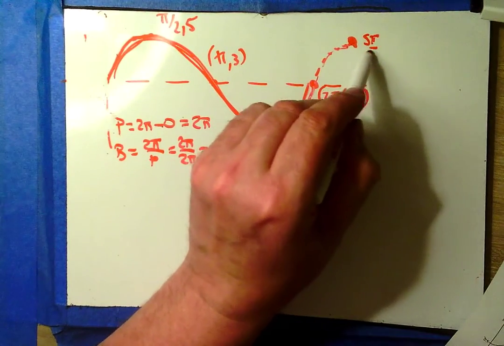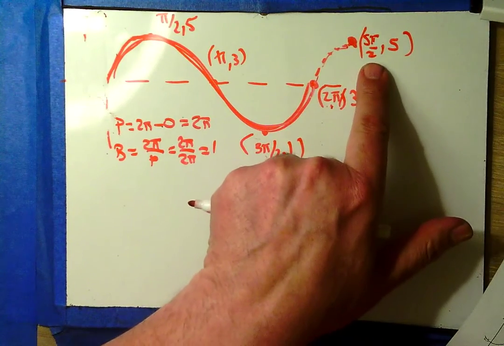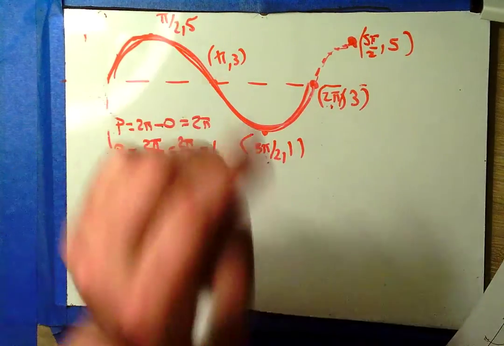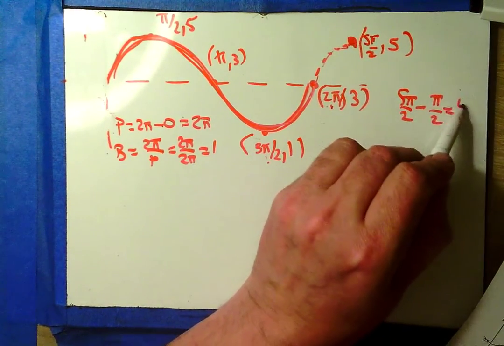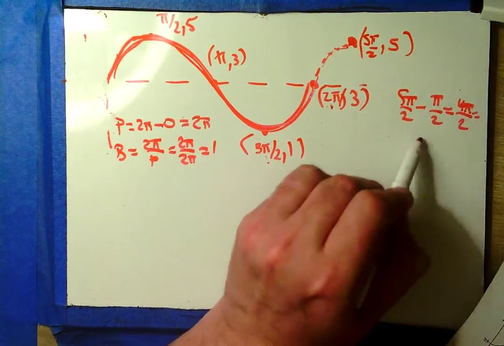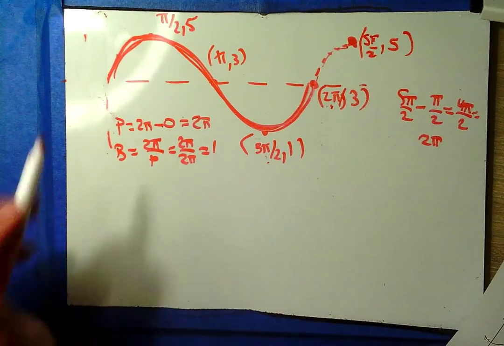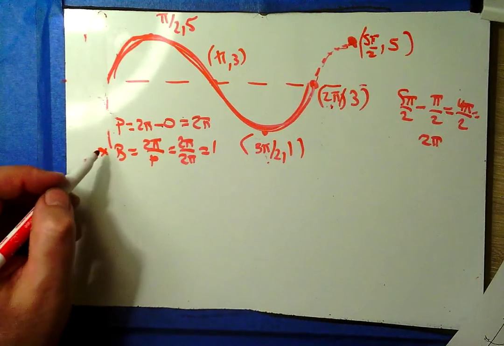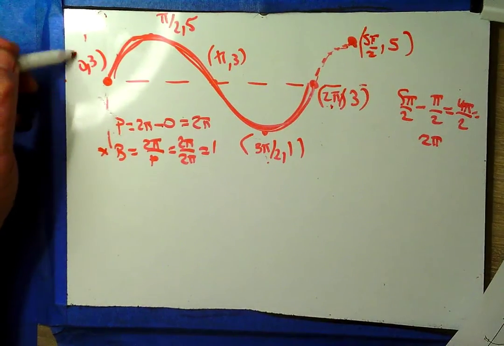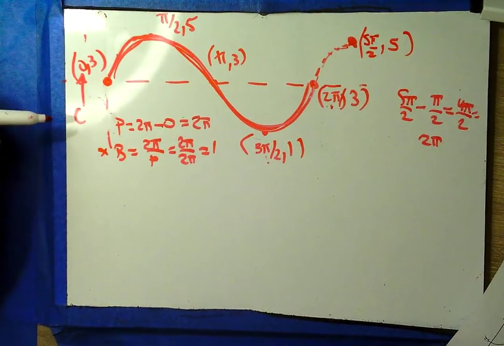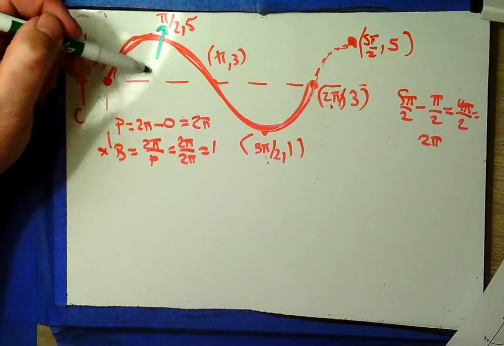This will be 5 pi over 2, comma, 5. And then I could use the period as 5 pi over 2 minus 1 pi over 2, and I get 4 pi over 2 or 2 pi again. Same period, I'm just counting from a different place. Okay, so we have our b value, and I saw this as sine starting here at 0, 3, so that's my c value. Of course, if you saw this as a positive cosine, this would be your c value.